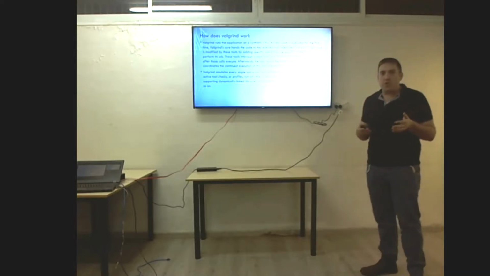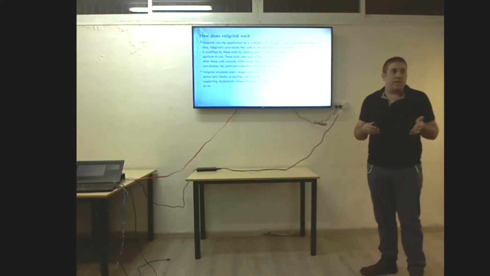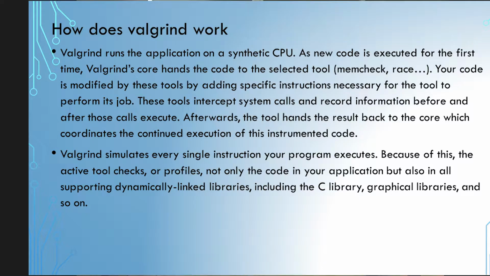For example, if you're running the memory checker, which is the best known one, it will add instructions around new, delete, free, malloc, and all of those memory allocations. Other tools will add other instructions where they care. So Valgrind is the core that takes your binary, not source code, and adds the ability to add instructions at the binary level. And it runs it on its own virtual CPU or virtual environment.